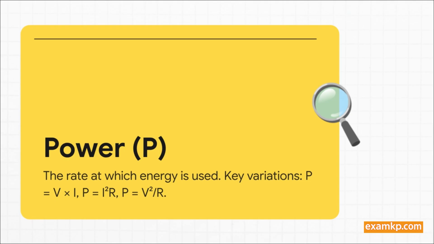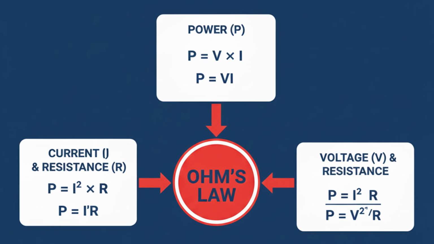But what is power? Good question. Power is just how fast you're using energy. And here's the magic trick: there are 3 different ways to calculate it, and they are all connected by our good old friend Ohm's law. You can use voltage times current, or current squared times resistance, or voltage squared divided by resistance. Seriously, knowing all 3 of these is like having a secret weapon in the exam.